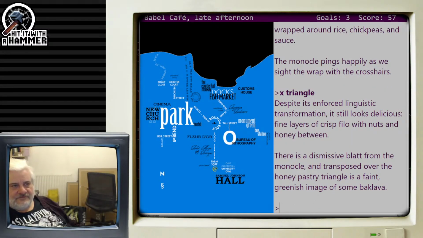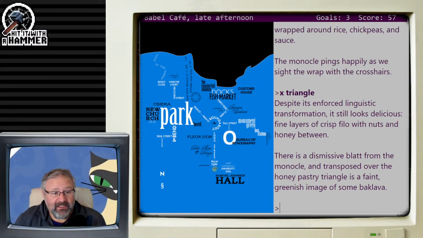And then the triangle. Oh, look at this. Okay, despite the enforced linguistic transformation, it still looks delicious. Fine layers of crisp phyllo with nuts and honey between. This is looking at the triangle. There's a dismissive blat from the monocle, and transposed over the honey pastry triangle is a faint greenish image of some baklava. I mean, we've got no chance of turning baklava into anything else.